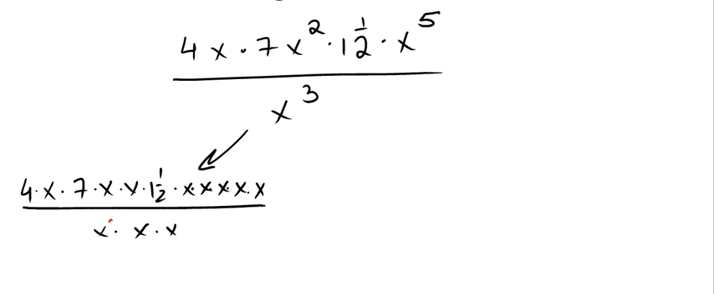Now I can reduce, okay? I can take 1x with 1x, okay? And the other x with this x. Remember, it's a product, so the order doesn't matter. You can do whatever you want. I can take out 1x with this x, for example.